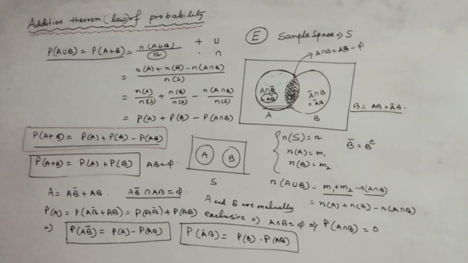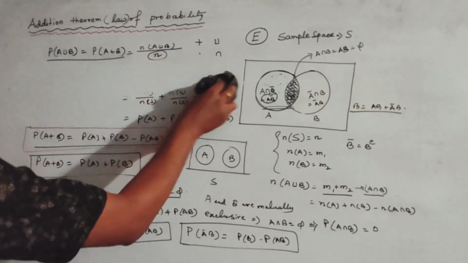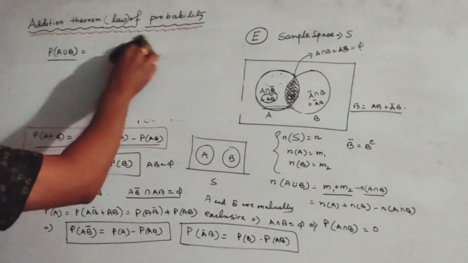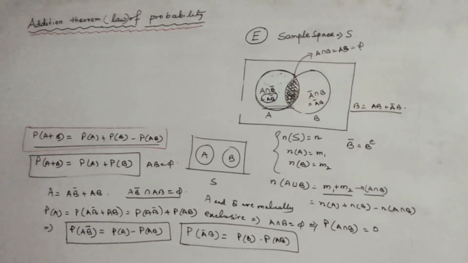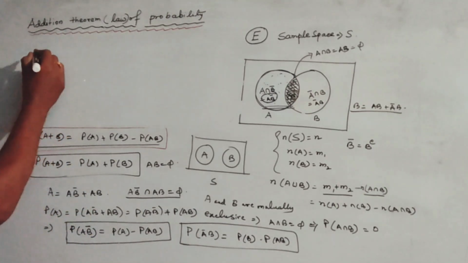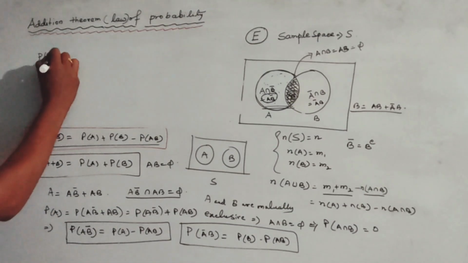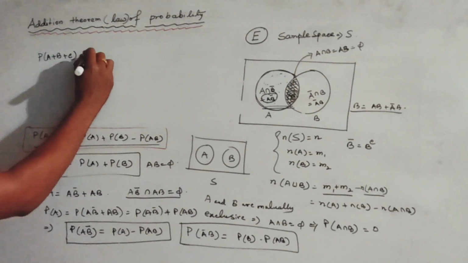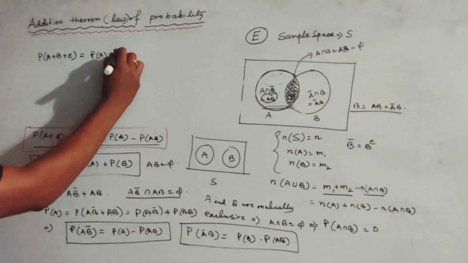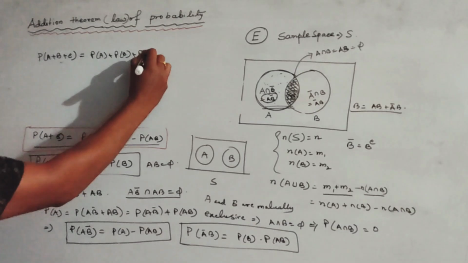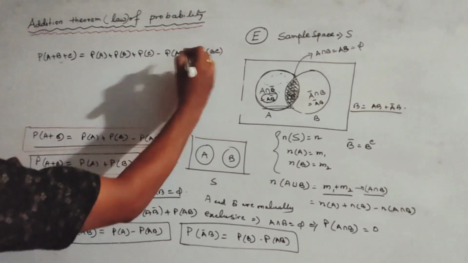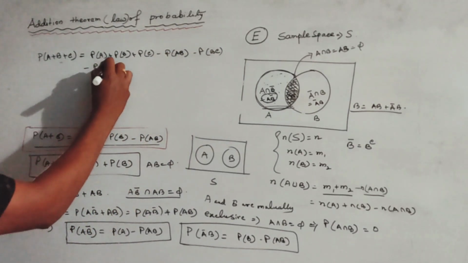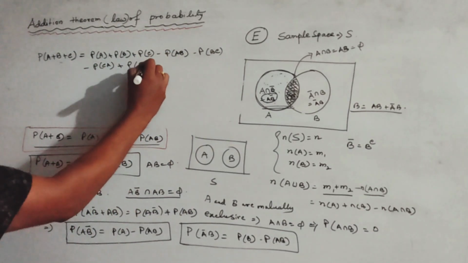Now if we extend the addition theorem of probability for three events, then similarly we can write P of A plus B plus C equals P of A plus P of B plus P of C minus P of AB minus P of BC minus P of CA plus P of ABC.